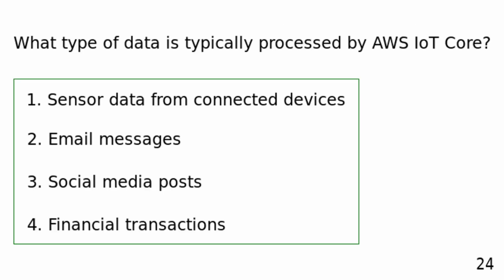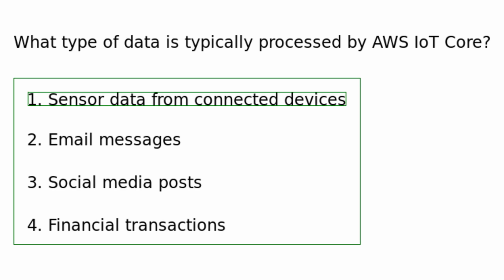What type of data is typically processed by AWS IoT Core? Sensor data from connected devices. Email messages. Social media posts. Financial transactions. AWS IoT Core processes sensor data and other data from connected IoT devices.